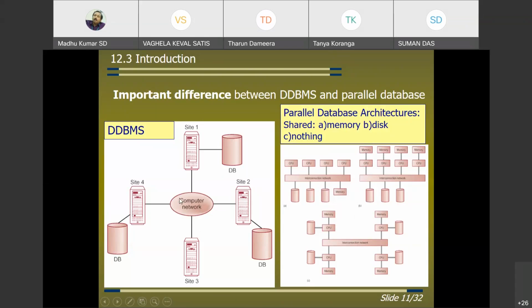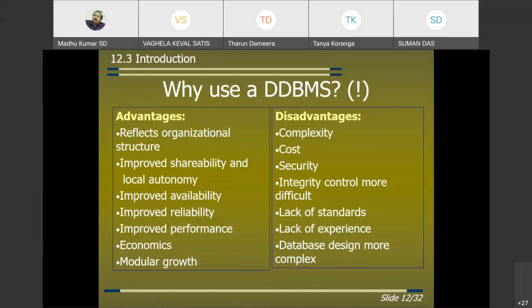On the left side, you find the DDBMS, with a local database associated with every site. Here comes a comparison, looking at the advantages and comparing them with disadvantages. Distributed databases are actually reflecting the organizational structure. Can anybody say more on that, or how it is reflecting the organizational structure?